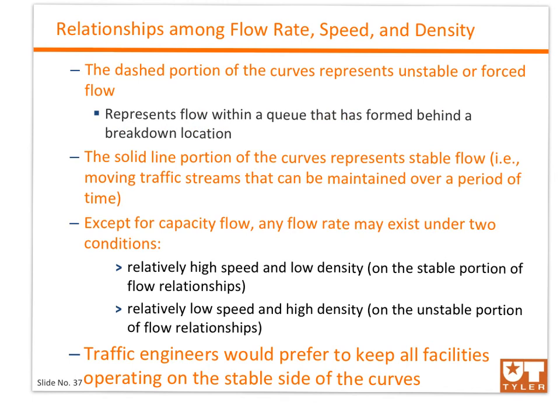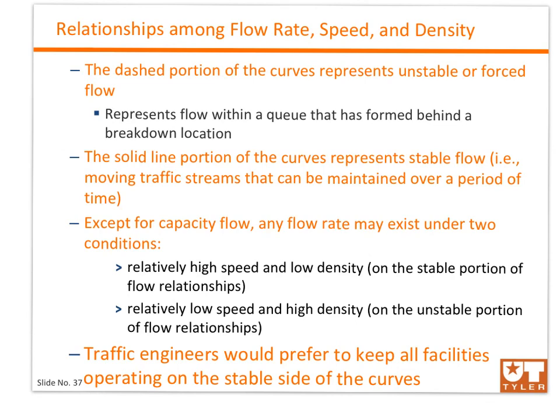As I was saying, and I was pointing to the figure, the dashed portion of the curve represents unstable or forced flow. What does this mean? It's really representing flow within a queue that formed behind the breakdown location. You don't want to have this. As a traffic engineer, you would always love to be on the other side, the stable flow. The solid line portion of the curve represents that stable flow, which means moving traffic streams that can be maintained over a period of time.